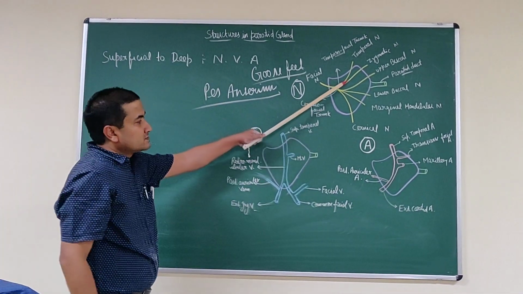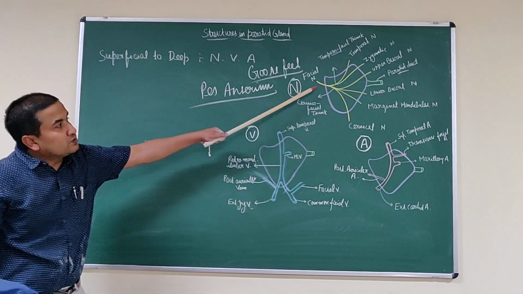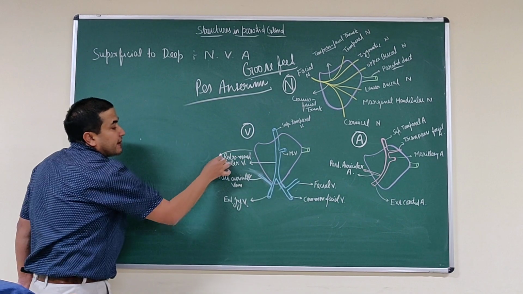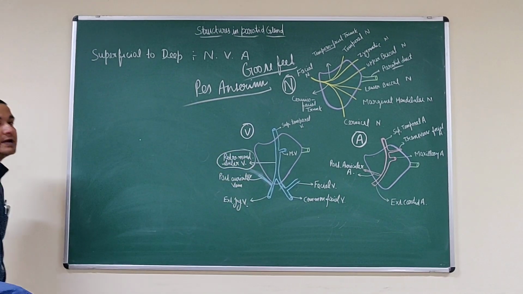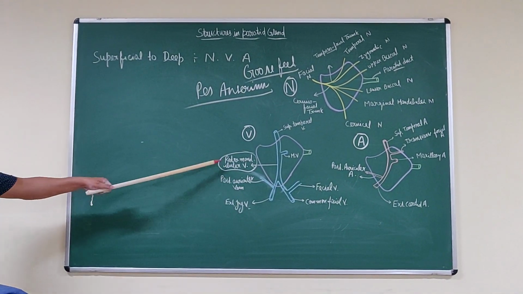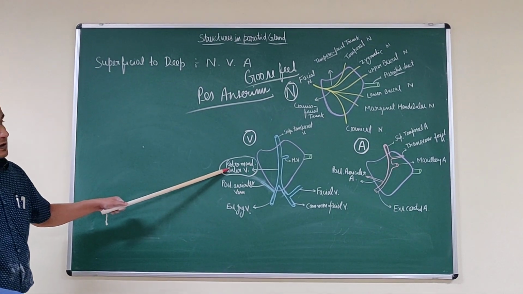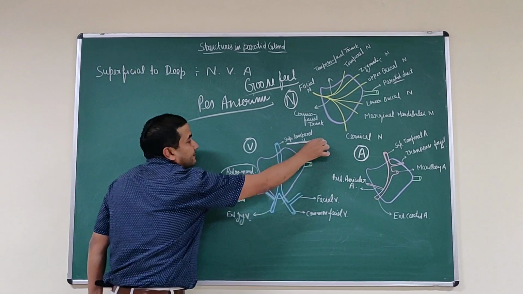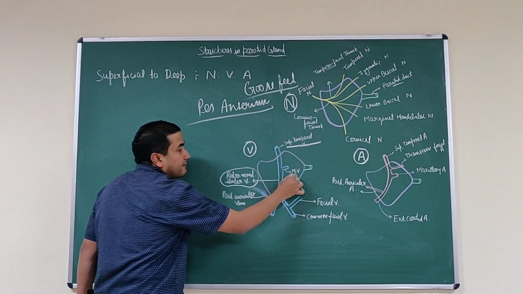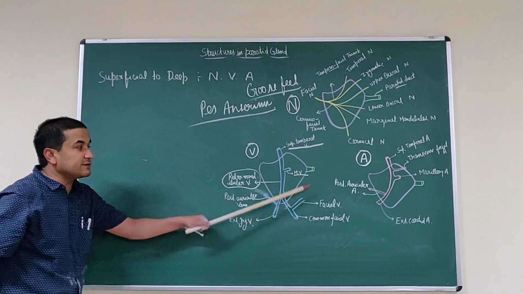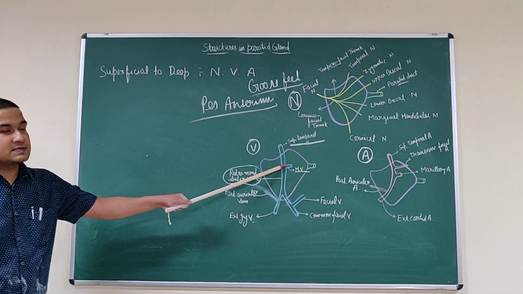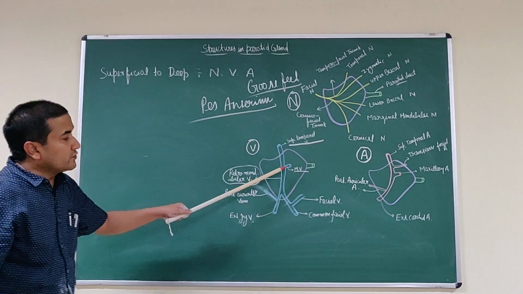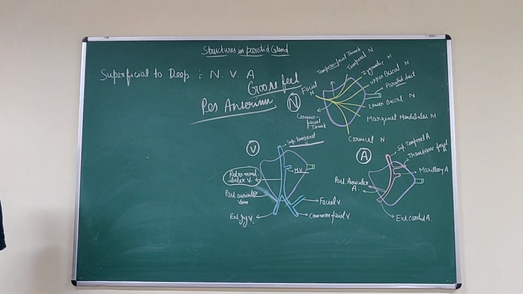Now, deep to the nerve, it is the vein. This vein is the retromandibular vein present inside the parotid gland. This retromandibular vein is formed by the union of the superficial temporal vein and the maxillary vein. This is the maxillary vein. These two veins unite in the parotid gland, deep to the nerve, to form the retromandibular vein.